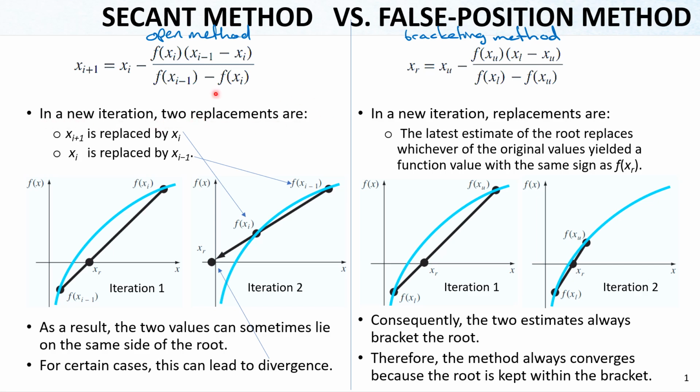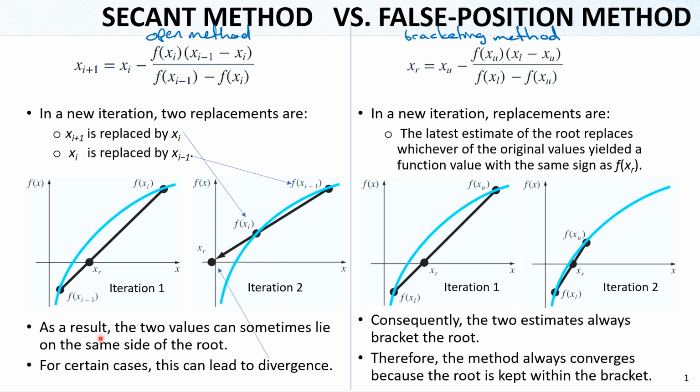In a new iteration, two replacements are made: xi plus 1 is replaced by xi, and xi is replaced by xi minus 1. So you can see here, for instance, we have the root, and xi is here, xi is here. So simply we need to get the derivative. The derivative is here actually, and xr is the point that we predicted. Then we use this function value and get the next derivative like this, and it takes us to here. Then we will get the function value again. Then from here, the previous one, this one, we are getting the derivative. So always the i plus 1 is replaced by i. That's important from iteration 1 to iteration 2.